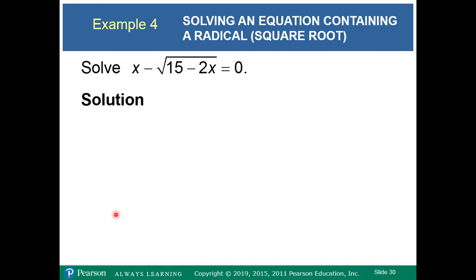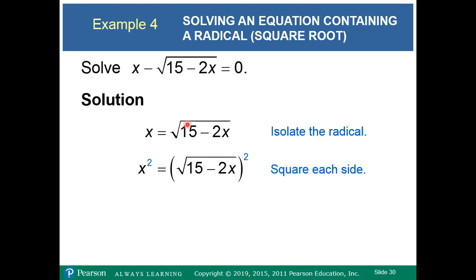So now, let's do the steps. First thing is we need to isolate this radical, so we add it to both sides. Now we're going to square both sides because this is an index of 2. If it doesn't show a number here, it's an index of 2. So we square both sides to get rid of this radical. Now we get x squared is equal to 15 minus 2x.